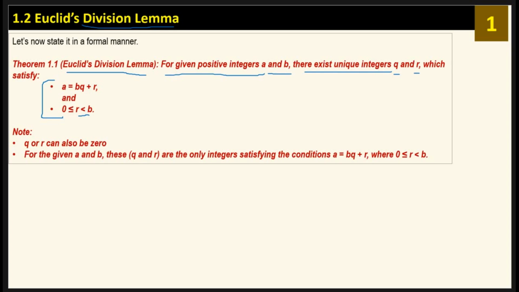Two things should be noted here, that both q and r can be 0. They can be 0 simultaneously as well. If both q and r are 0, then as per this equation a will be 0 as well. The other thing to note is that for a given a and b, the values of q and r are unique. That is, for the given a and b, the q and r are the only integers which satisfy the conditions a is equal to b times q plus r and 0 is less than or equal to r and r is less than b.